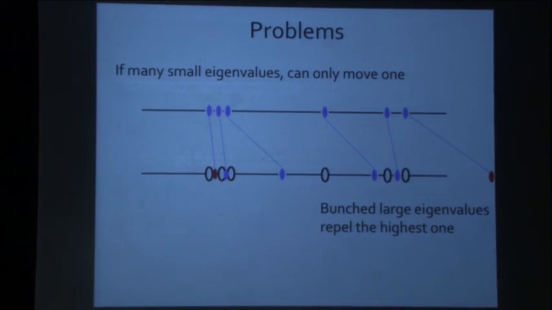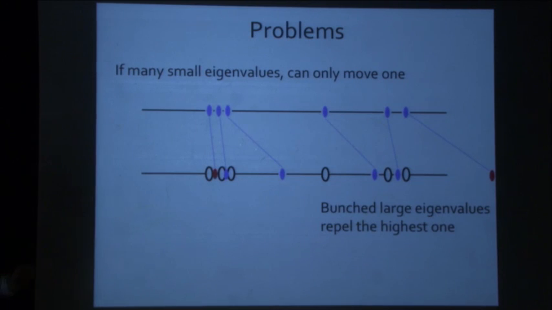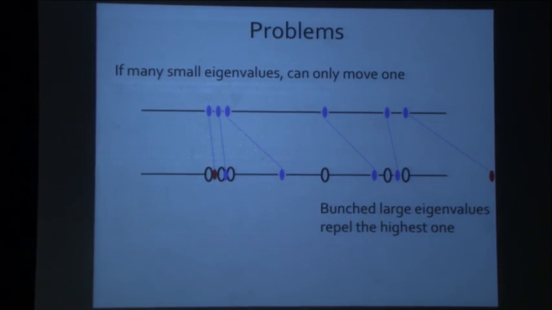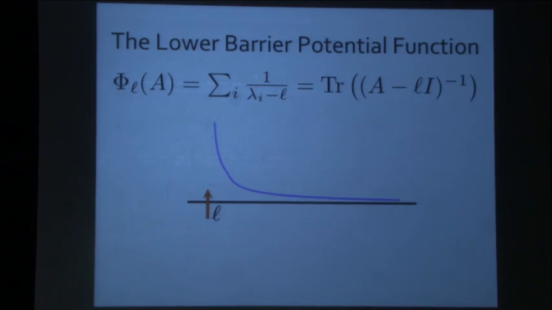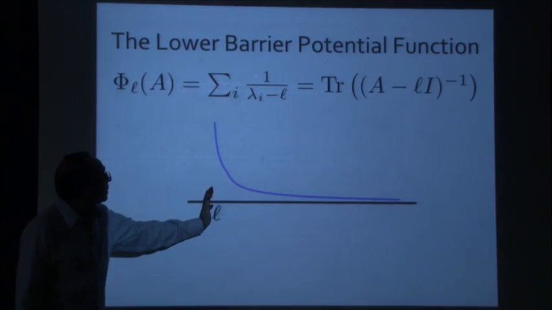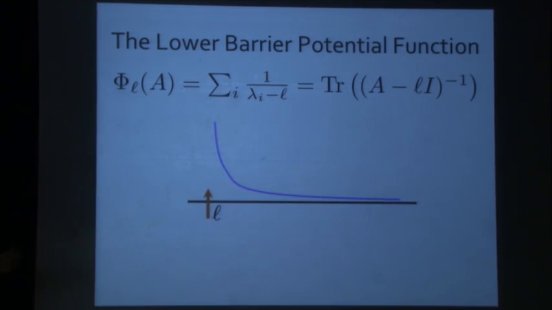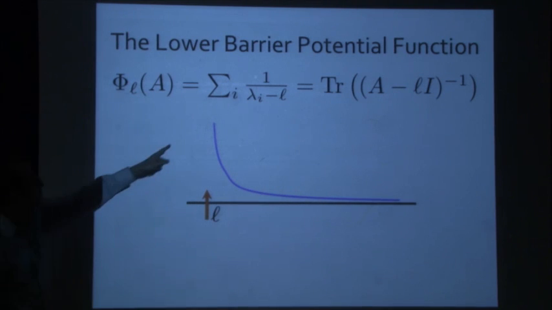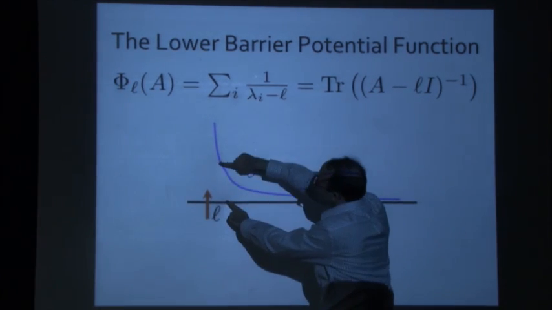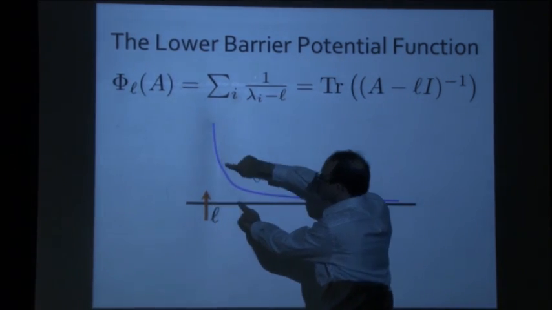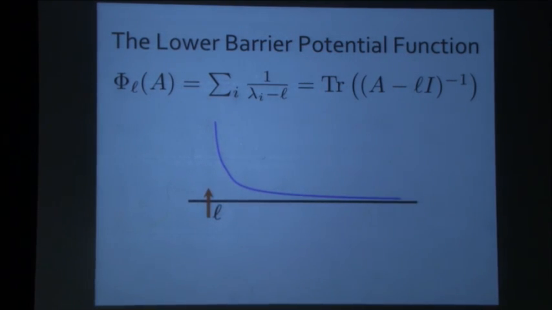What we're going to do is introduce a way of measuring how close the eigenvalues are to the barriers. That will be the key. First I'll start with what we call the lower barrier potential function. This will be a measure of how close the eigenvalues are to the lower barrier at L. What we do is we sum 1 over the eigenvalues minus L. So this picture is telling you that if I have an eigenvalue here, the height of this is the weight we will assign to it. And it blows up as you go towards L.